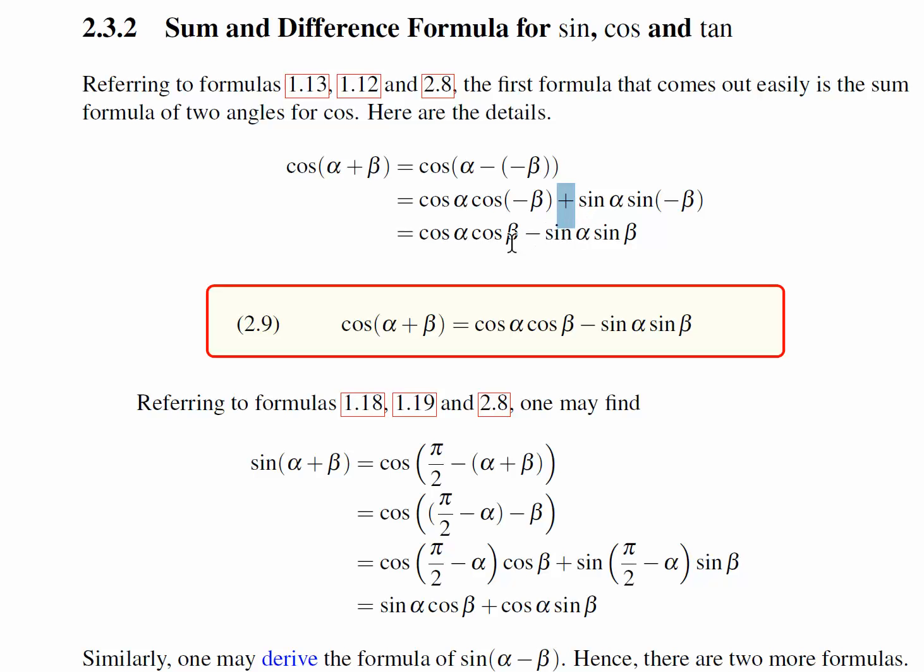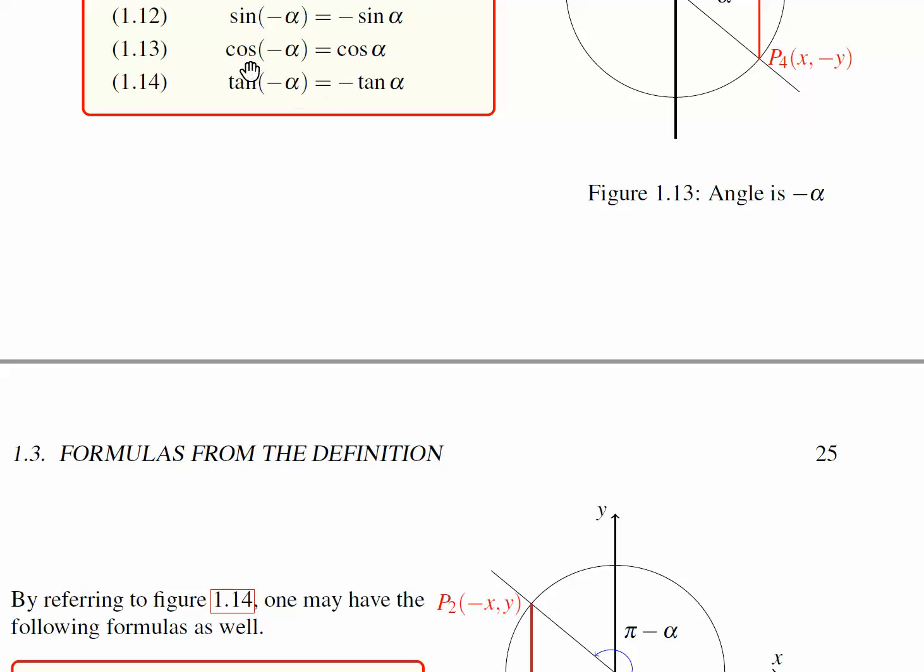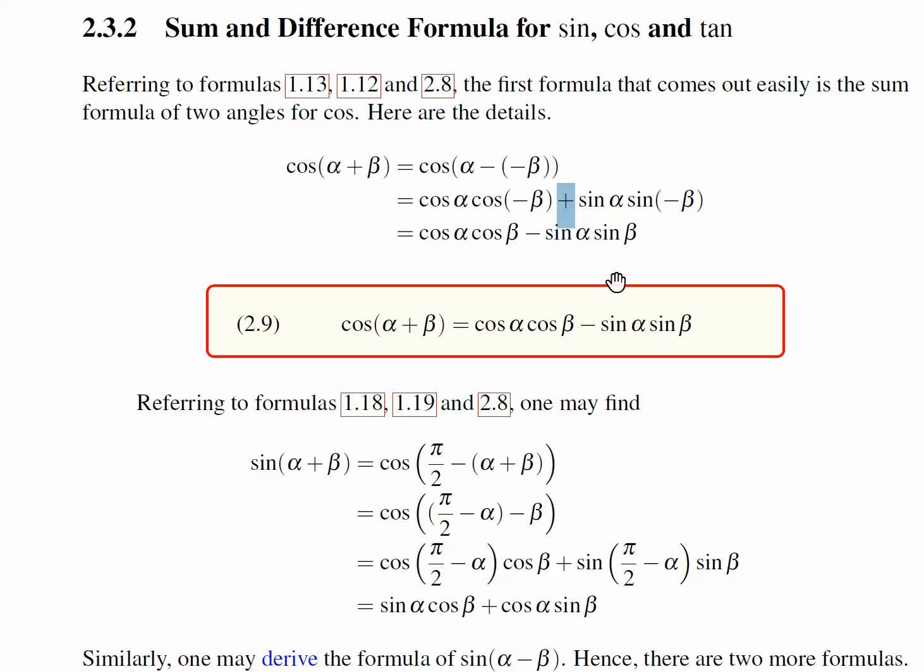Now, cosine of negative beta equals cosine beta. Recall the formula we learned before: cosine of negative alpha is cosine alpha. It doesn't matter whether there is a negative or not, they are equal. But for sine it is different. If you have a negative, you pull it out. So that's why here we then have a negative beta, we pull it out.